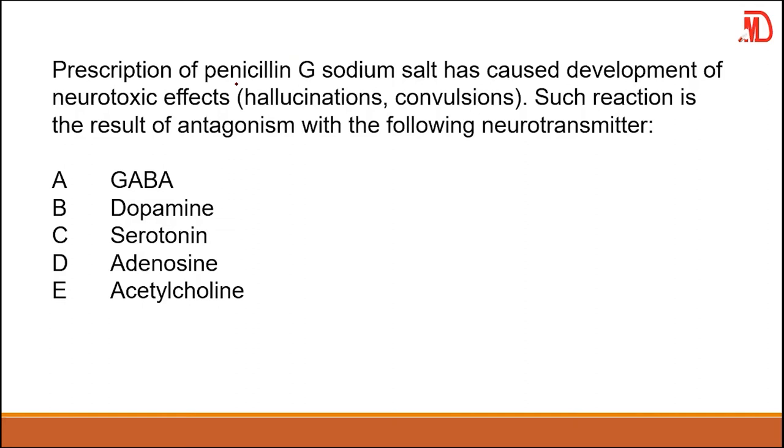Prescription of penicillin G, sodium salt, has caused development of a neurotoxic effect, that is, hallucinations and convulsions. Such reactions are the result of antagonism with the following neurotransmitters. What the question is asking is which neurotransmitter's activation here is causing these neurotoxic effects, the hallucinations and the convulsions. And what comes to mind? Why do we give diazepam and all those things? Who can tell me?